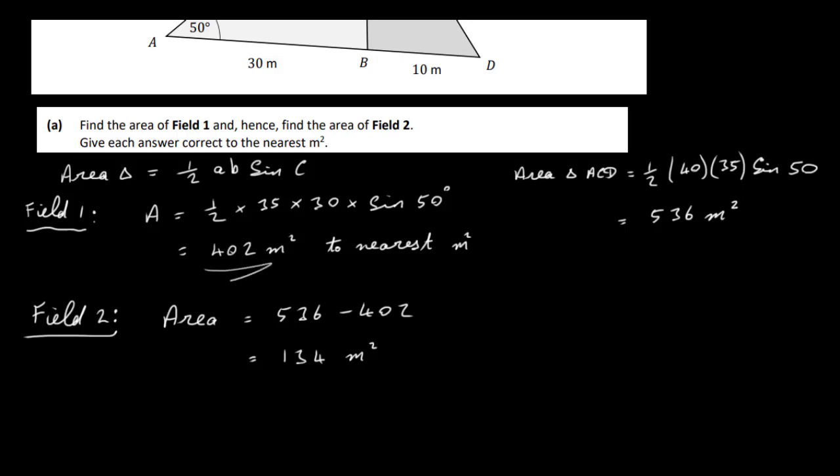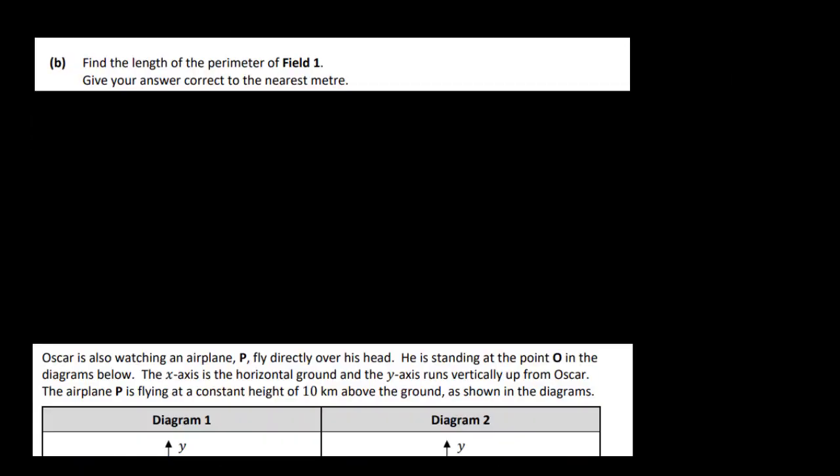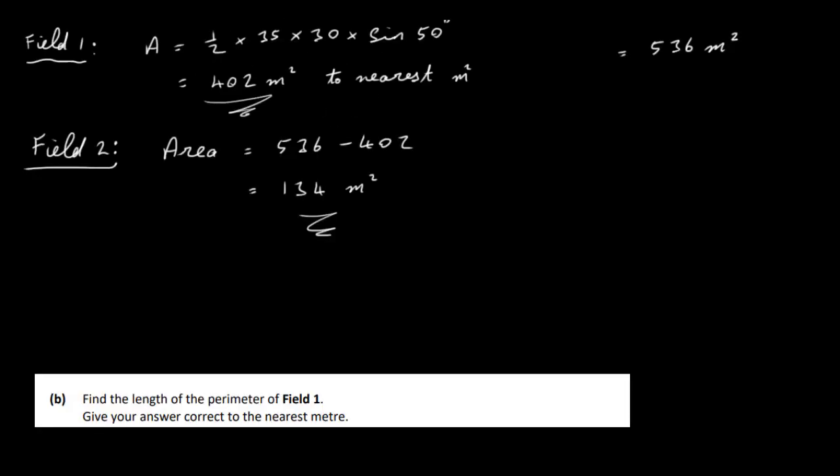So this is our first solution, this is our second solution. I think that's all we had to do, find the area of field 1 and hence find the area of field 2. So there are two answers, 402 and 134 meters squared. Find the length of the perimeter of field 1, give your answer correct to the nearest meter.